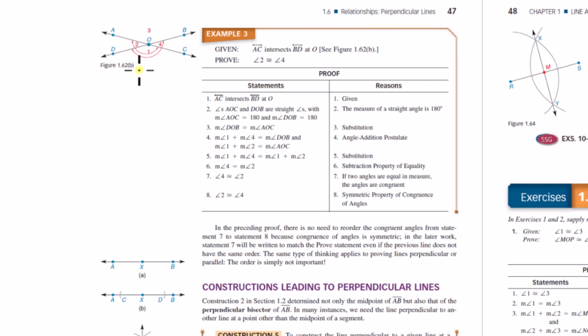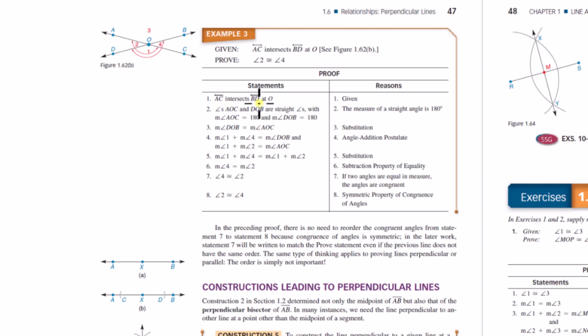What else is a consequence of the given statement? We're going to have these supplementary angles: angles 2 and 3 are supplementary, 1 and 4 are supplementary, 1 and 2 are supplementary, 3 and 4 are supplementary, because we have these lines here, straight angles. The straight angle is 180 degrees. So that's what we're given. That's the consequence of saying that a line intersects another line. Now with that, we want to prove that angle 2 is congruent to angle 4.